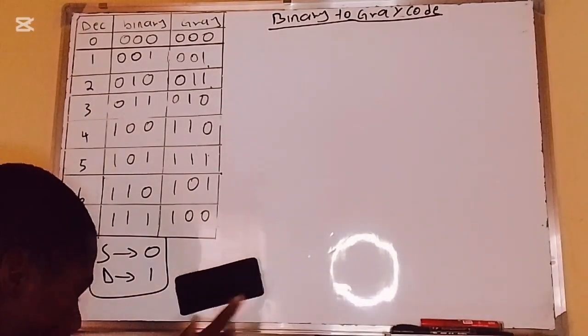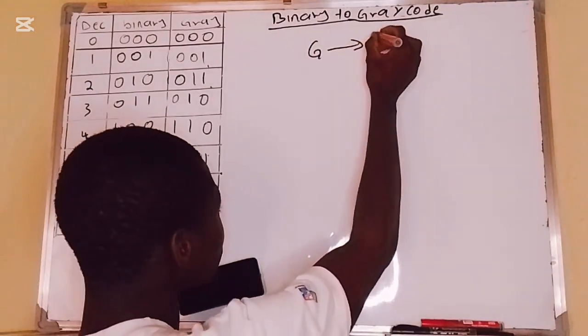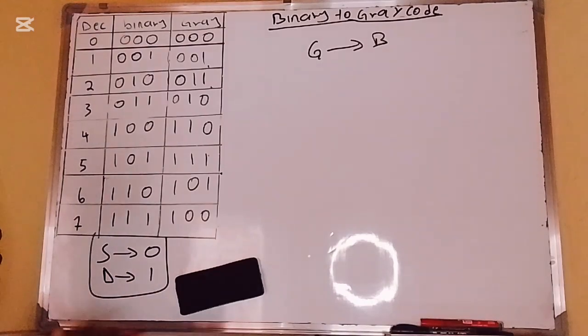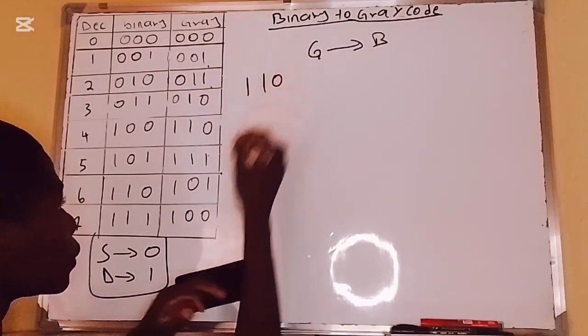So what if I'm going to convert from gray code to binary? Gray code to binary. As usual, you are going to use this, but this is a gray code. We are going to convert it to binary. So let's take this 1, 1, and 0.